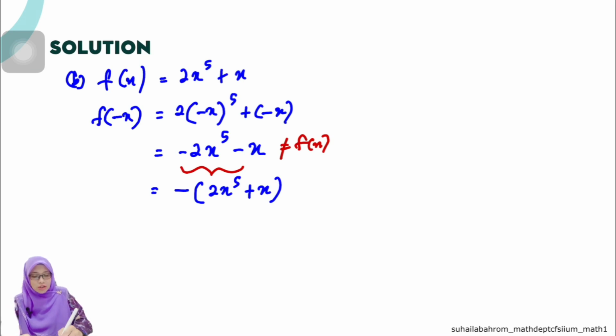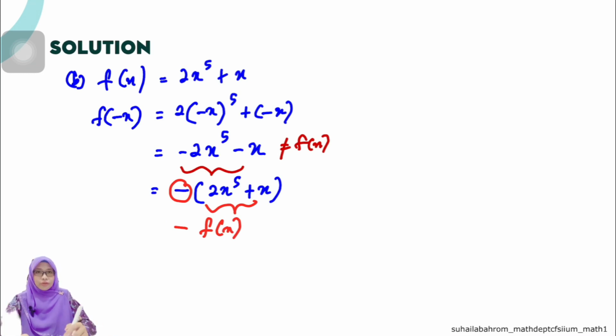So as you can see, when you factor out the negative sign, it is equivalent to the negative of function f. It is not necessarily the case that every time you factor out the negative, you will get the negative of f(x). If you didn't get equivalent to negative of f(x), it means that the function is not an even or odd function.